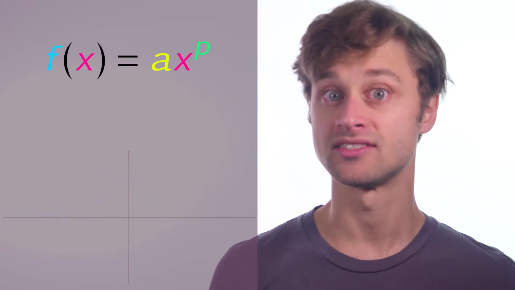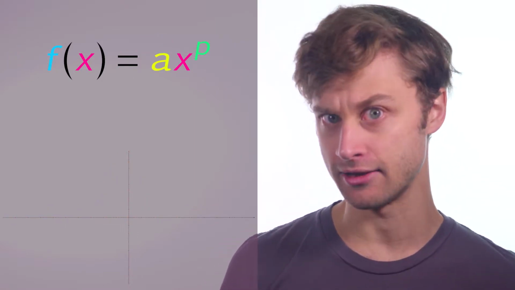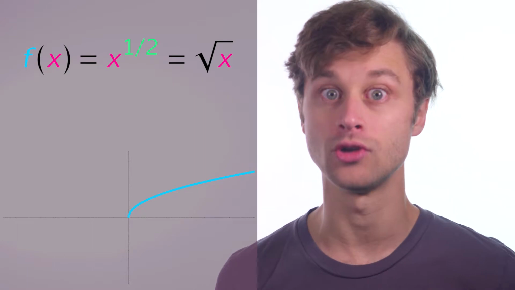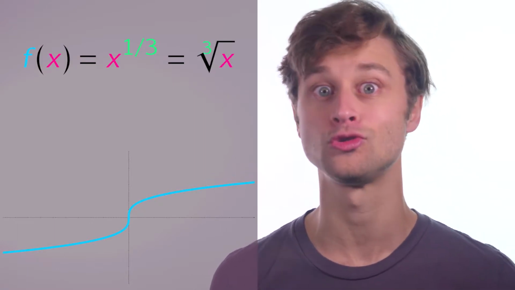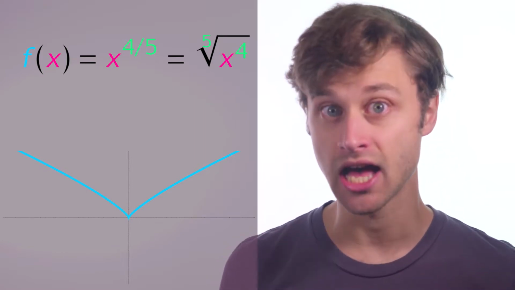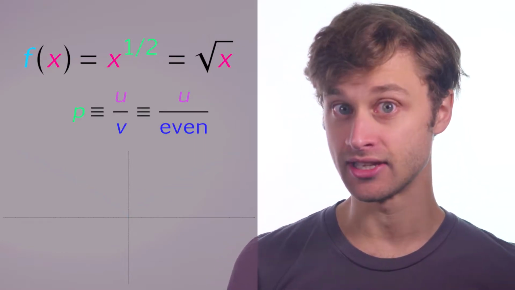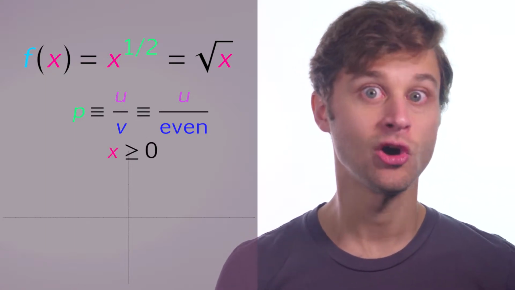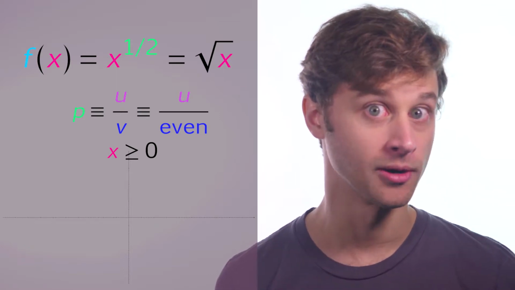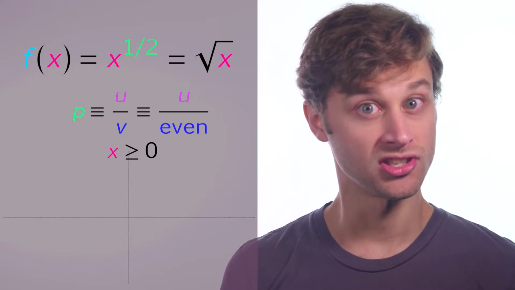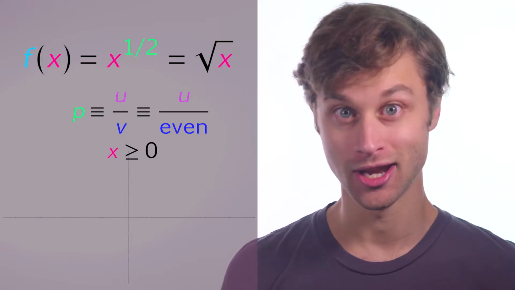If p is not an integer, but it's still rational, then we get our root-like functions, which include the inverses of our integer power functions. So that means we have functions like the square root of x, or the cube root of x, or x to the 2/3 power, or x to the 4/5 power. It's important to note here that if the denominator of p is even, then the function does not exist for negative values of x. So if I have x to the 1/2 power, then I can't plug in a negative value for x because there's no, in the real number system, square root of a negative number.